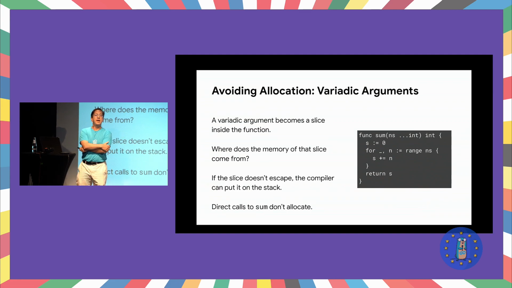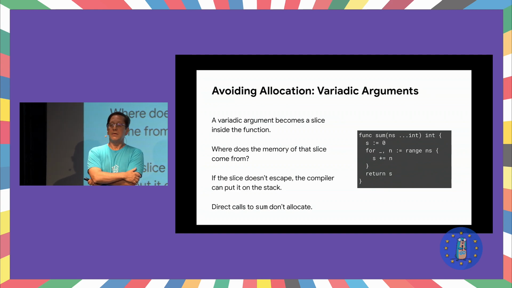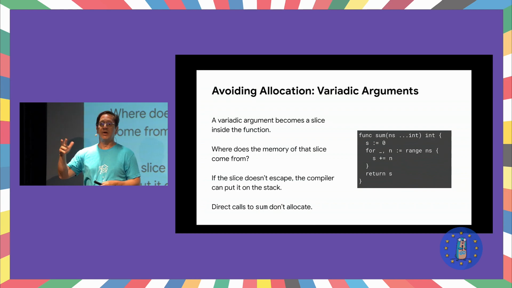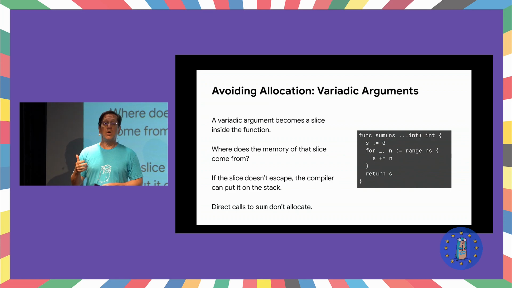So let's look at a few scenarios. We'll start with variadic arguments, those ... arguments. Here's a really simple function that just adds up its variadic argument. To that function, the variadic argument appears as a slice. So where is that slice allocated? Well, you can see that this argument does not escape. It's just used in the function, but it's not put into a global or returned or anything like that. And the compiler can see that too. So when you call sum directly, that slice is put on the stack. There's no heap allocation. But if you call it indirectly through a pointer or an interface, the compiler will put that slice on the heap.